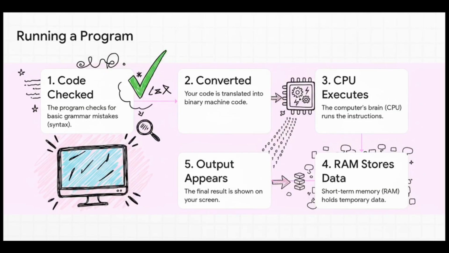So let's follow the whole journey. The moment you hit run, the system first does a quick grammar check on your code, what we call syntax. If that's all good, it gets converted into that binary machine code. Then, the computer's brain, the CPU, starts chewing through those binary instructions one by one. While it's working, it uses RAM, like a messy desk or a notepad, to keep track of all its data. And finally, whatever the result of all that work is, it appears on your screen.